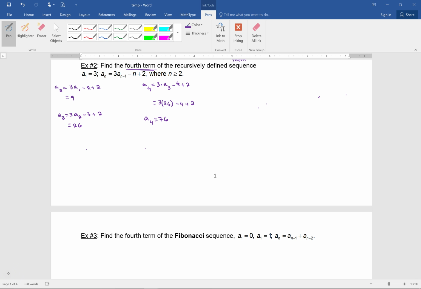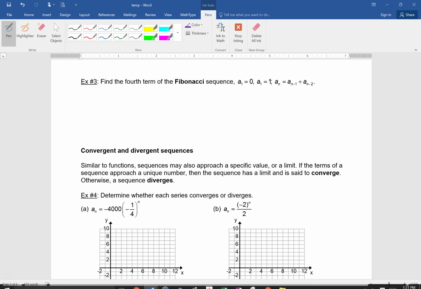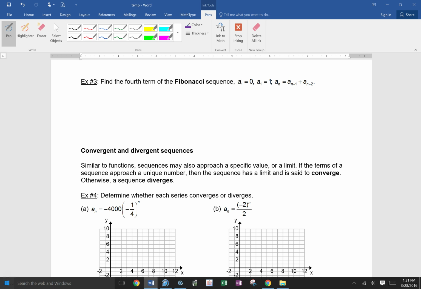All right, so one of the best known recursive functions is the Fibonacci sequence. Anybody seen the Fibonacci sequence? Anybody? Anytime somebody wants to sound smart in the movies, they put in a Fibonacci term in there somewhere.